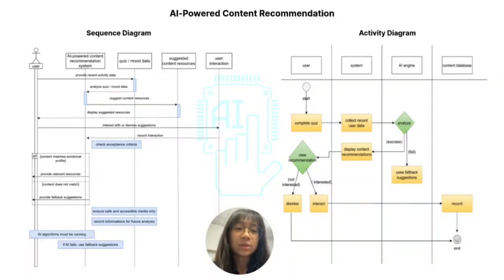These suggestions are then shown to the student on their screen. The student can bookmark the ones they like or skip the ones they don't like. Finally, the system records what the student needs, so it can improve future recommendations. This activity diagram helps the platform become smarter over time while supporting the students' mental wellness.